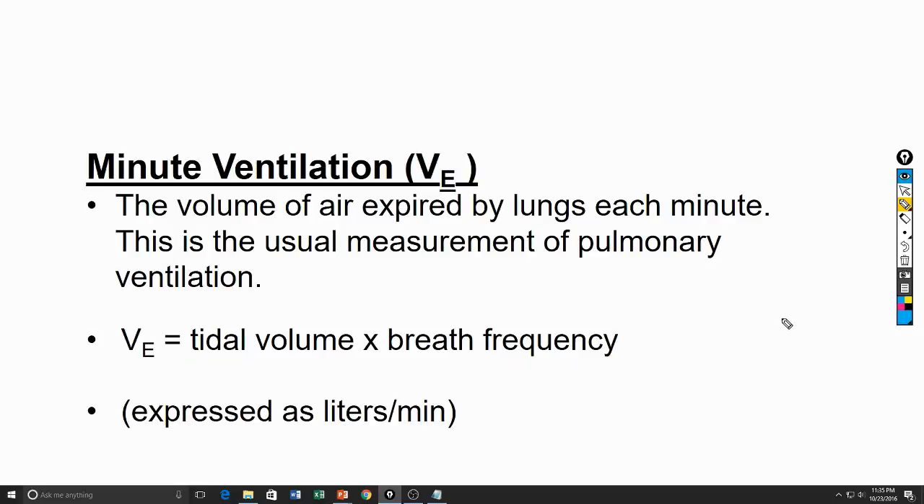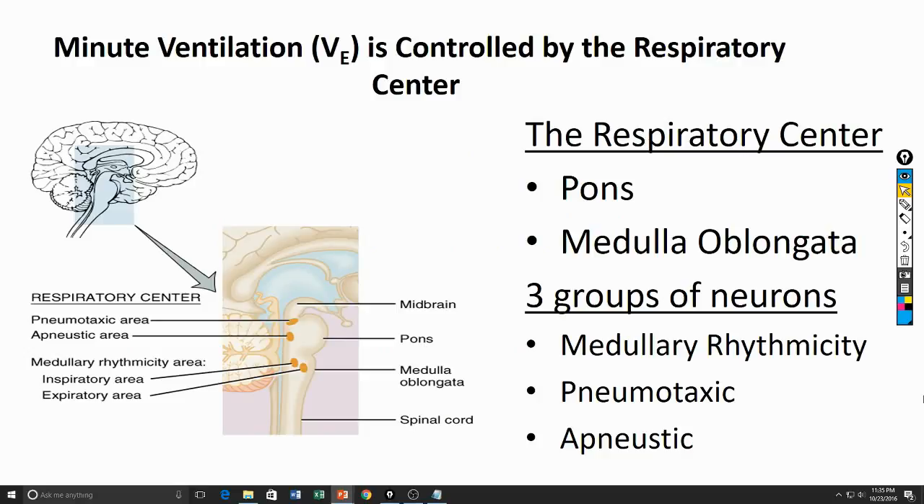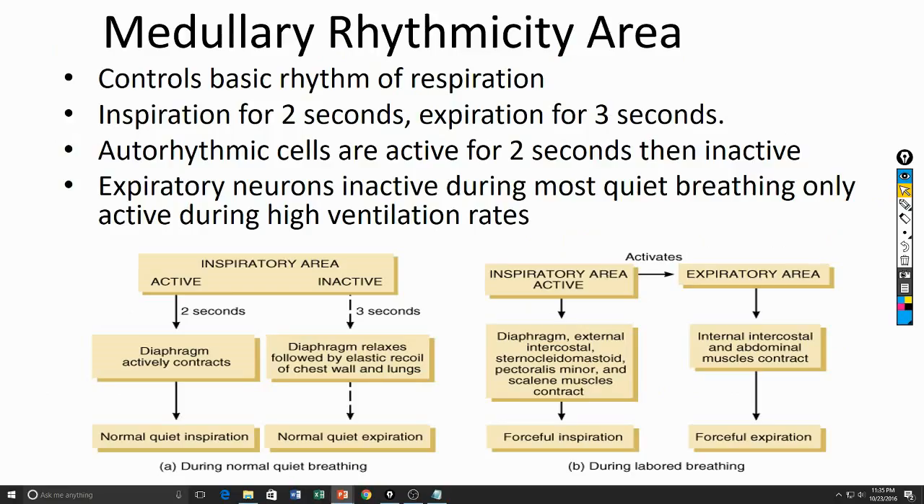This is a simple way to talk about how much you're breathing at any given moment, which has to do with a few different things, which we're going to talk about. One of which is the basic respiratory control center. The pons and medulla oblongata are the center of this. There are three major neuron groups: the medullary rhythmicity center, the pneumotaxic, and the apneustic. They each have their own distinct jobs, which we'll go over briefly, as this isn't really a neuroanatomy class.